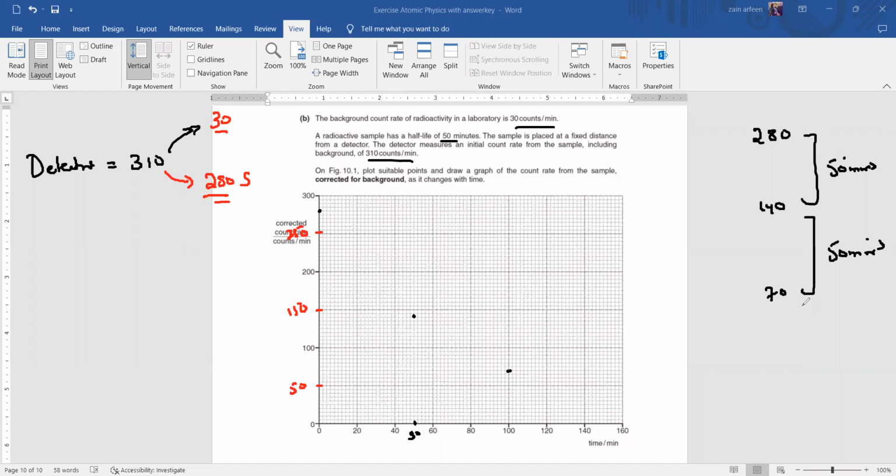Then after another half-life, you should have a minimum of 4 points to get a clear graph. The time axis goes to 160, so the maximum you can have is 3 half-lives, as 150 will be the last. So this will be 35 at 150. This is 50, 45, 40, 35. Then you have to draw a freehand graph starting with the maximum. You can start with any point, but join the points.